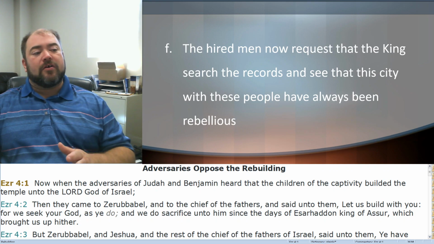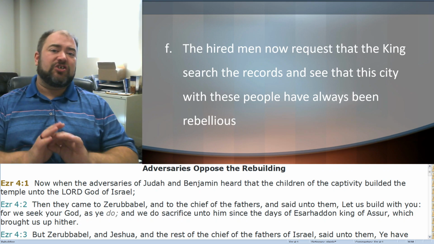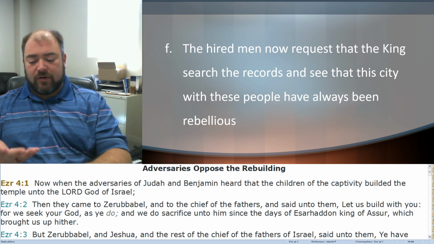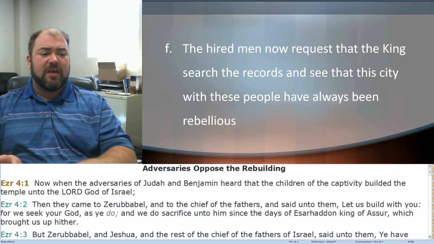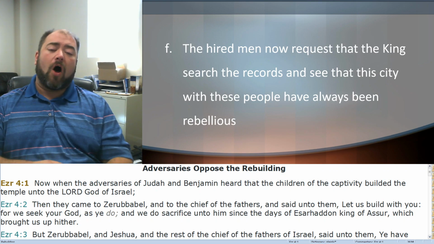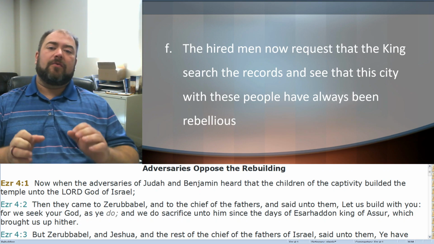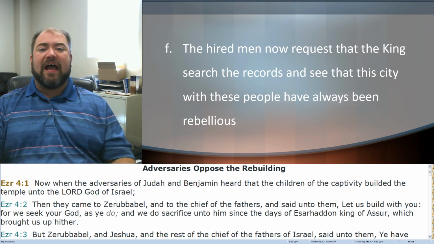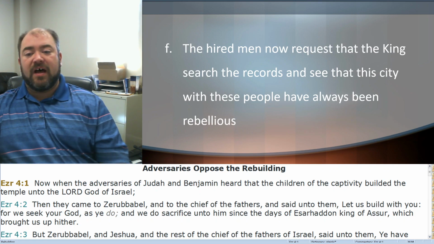The hired men are requesting that the king would search the records. They're saying, King, listen, just search the records. You'll see that they were rebellious people, that the kings that came before you had a difficult time with them. You'll see all of these things. They have always been a rebellious people. And so they're pleading with the king, just go back and search the records. Find what has been done.